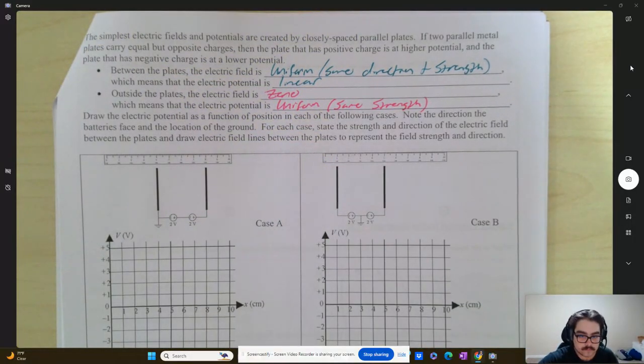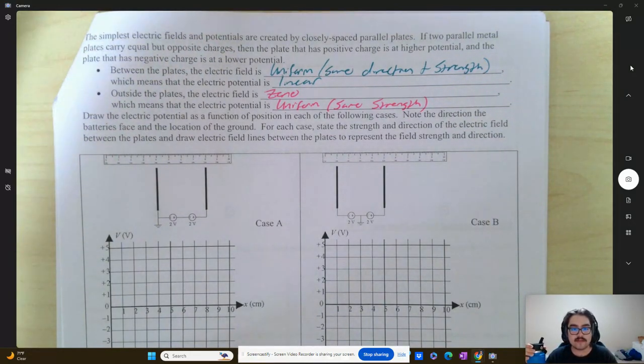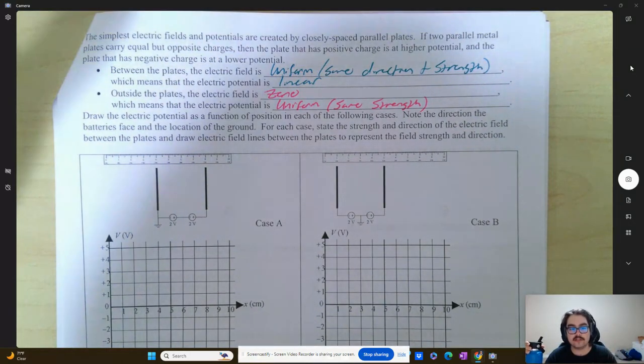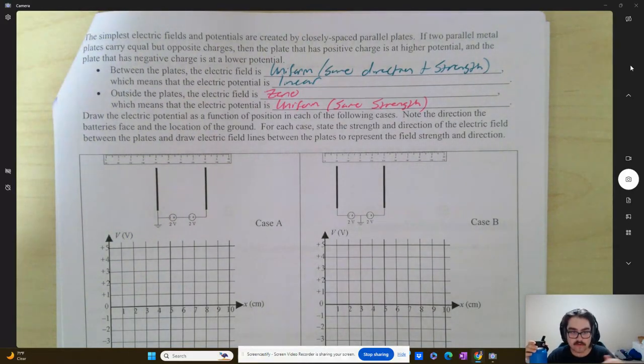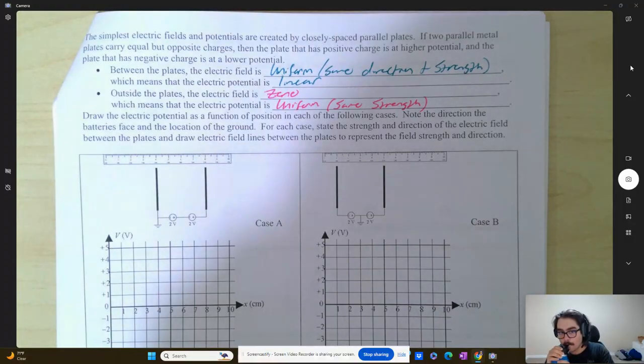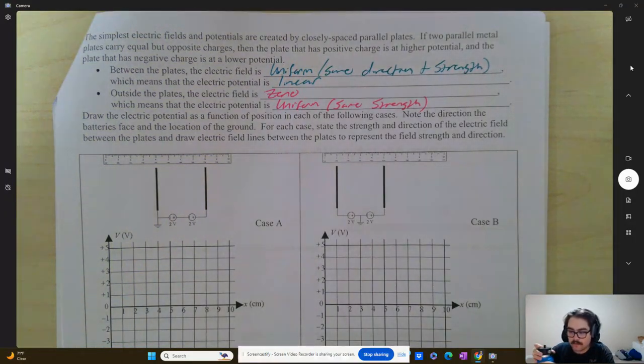Okay. It's uniform, it's the same strength, right? So between the plates, there is a uniform electric field and a linear potential. Outside the plates, the electric field is 0, and the electric potential is uniform outside the plates.